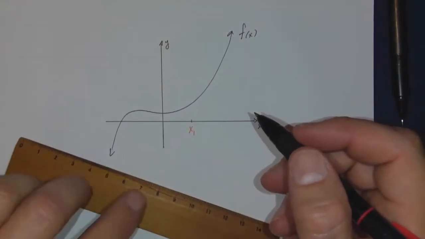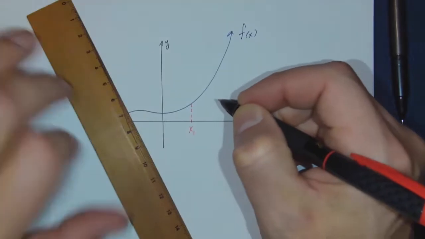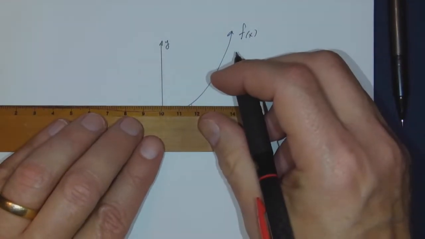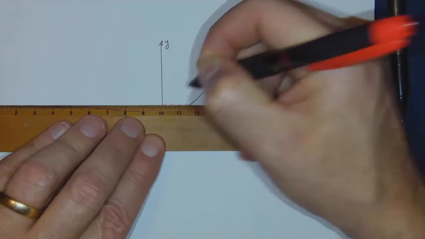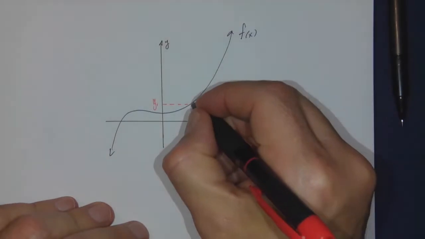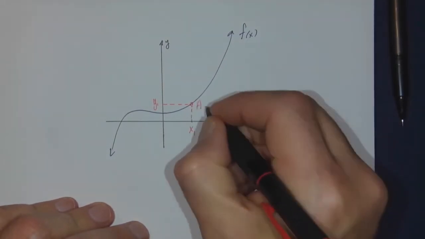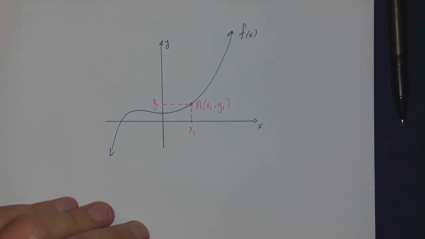And for that particular x sub 1, on this function there is an associated y value that we shall call y sub 1. So we've got x sub 1 and y sub 1, and that's going to be a new point, (x sub 1, y sub 1). And that's going to be the point A, and it has a place on that curve.